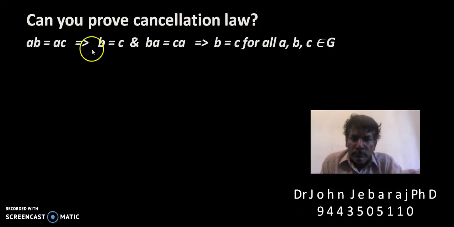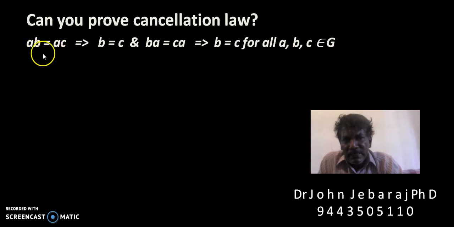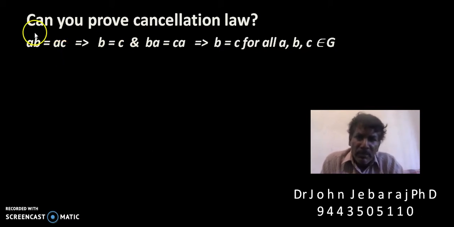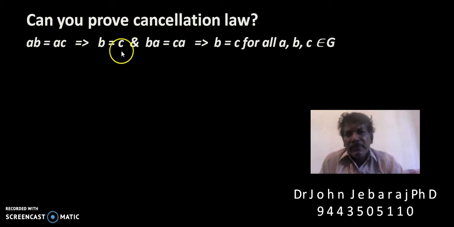We are going to discuss a very important theorem in group theory, that is the cancellation law, which we have to prove. If A, B, C are three elements in the group G, then AB equals AC implies B equals C. And this is called the left cancellation law, because we are cancelling A on the left side.